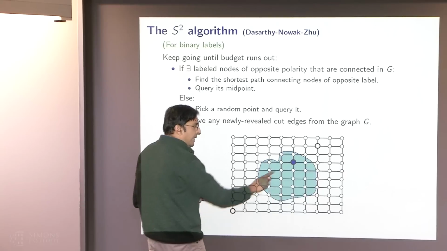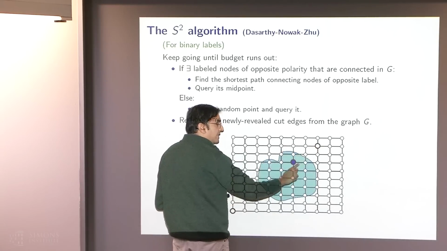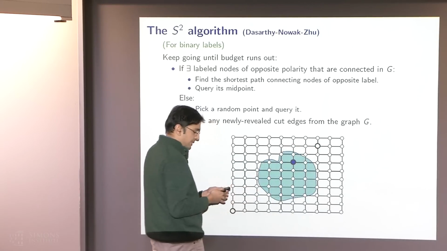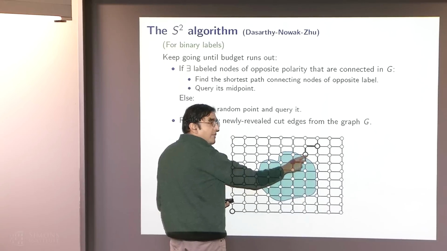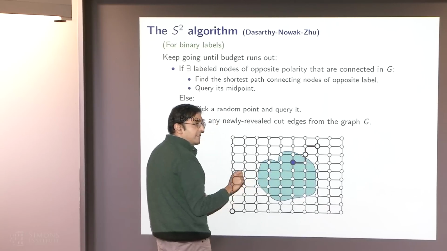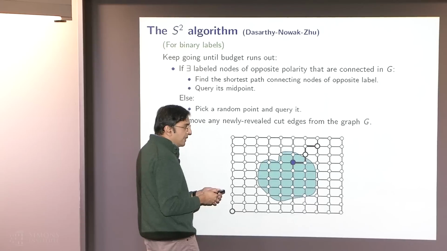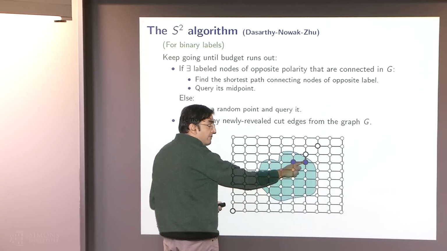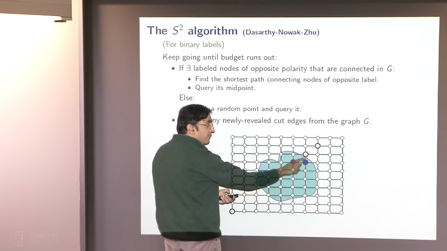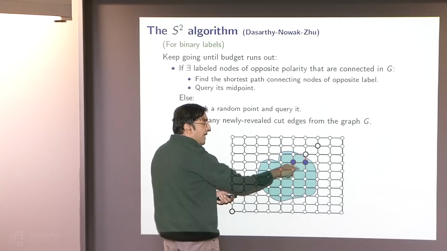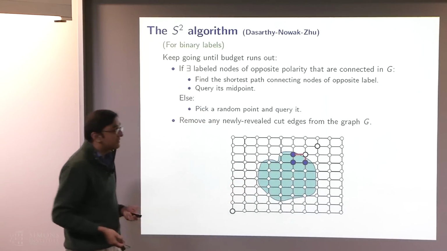So there's one shortest path here and one shortest path here. This is the shorter one, so query its midpoint. And so the next point you query is this one. You query its midpoint. Okay, so now I again have several points of opposite polarity. This is the next point I query, the midpoint. And I've identified one of the cut edges. Okay, and you keep going in this way until you get all the cut edges.